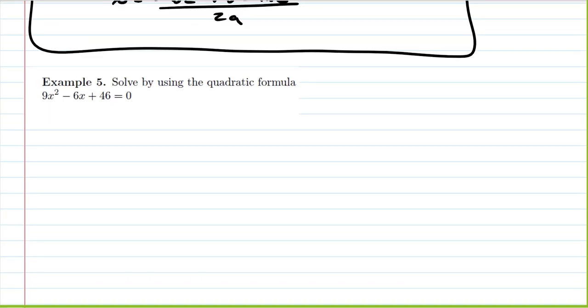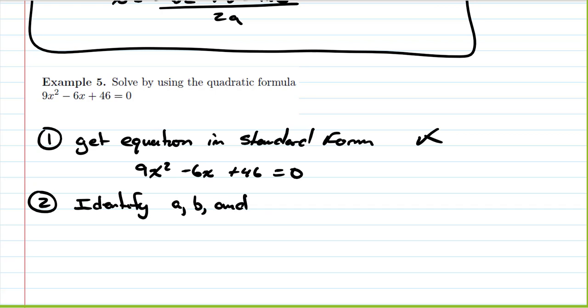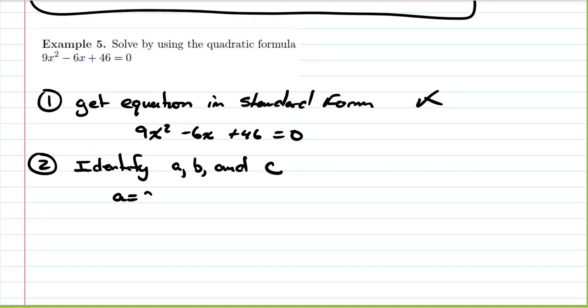So to solve this using the quadratic formula, the first thing we need to make sure of is it must be in standard form. Well, in this case, there's nothing to do. We're already done. It's in standard form. So 9x squared minus 6x plus 46 is equal to 0. Then step 2, we need to identify a, b, and c. So in our case, we have our a is 9, our b is negative 6, and our c is the number 46. And then step 3, we're just going to use the quadratic formula.